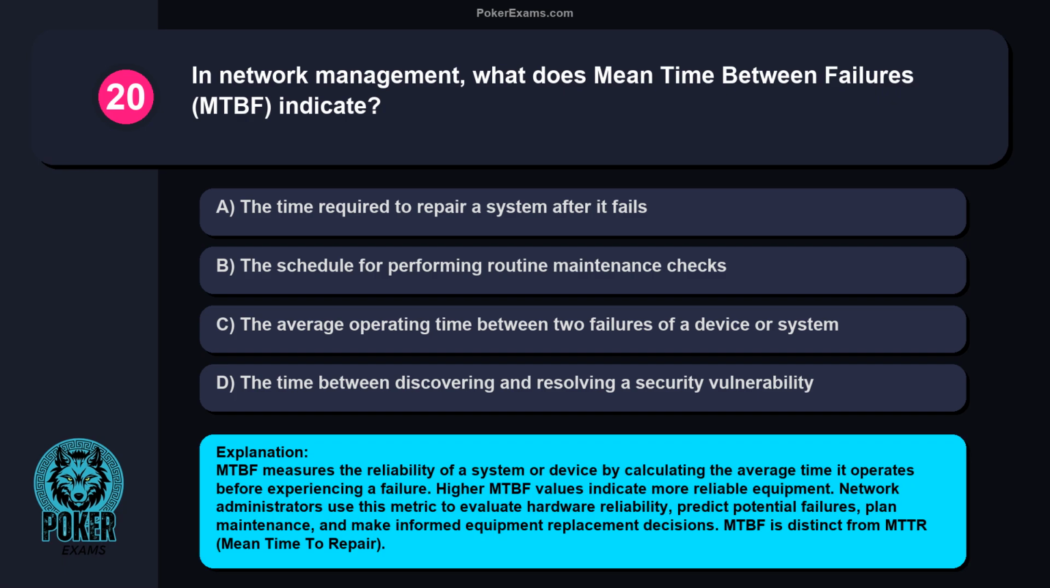MTBF measures the reliability of a system or device by calculating the average time it operates before experiencing a failure. Higher MTBF values indicate more reliable equipment. Network administrators use this metric to evaluate hardware reliability, predict potential failures, plan maintenance, and make informed equipment replacement decisions. MTBF is distinct from MTTR, mean time to repair.